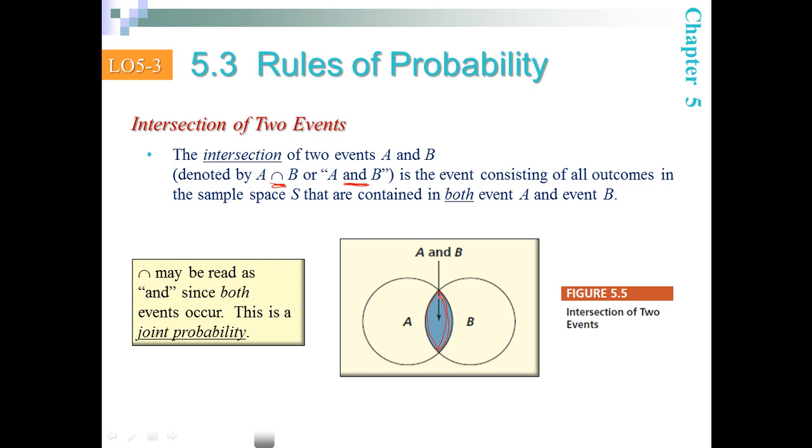This also has another name. It's called the joint probability. So what's the joint probability of the event A and B? That's just the probability of the intersection, or the probability that both of those things are going to occur.